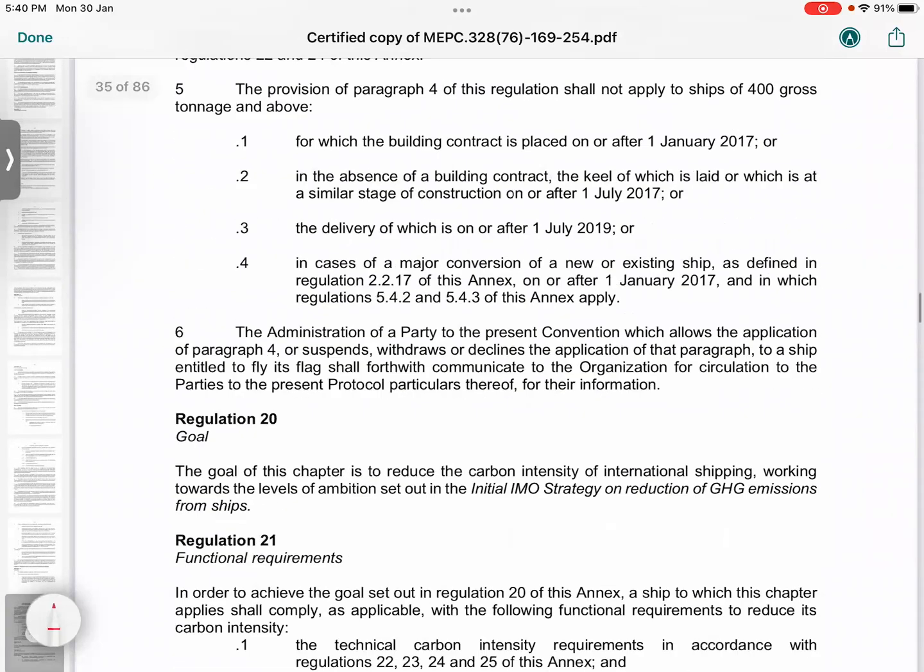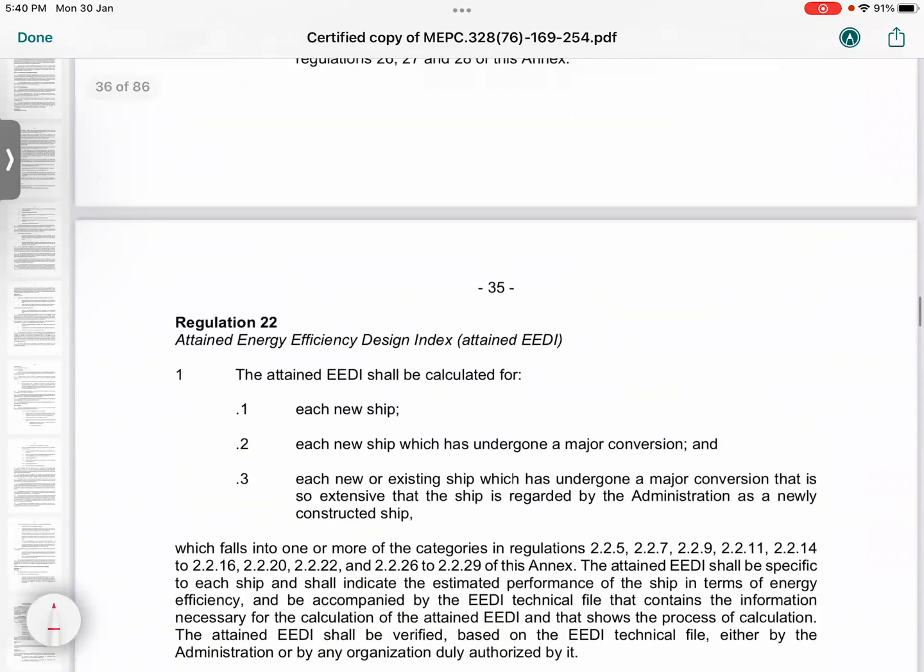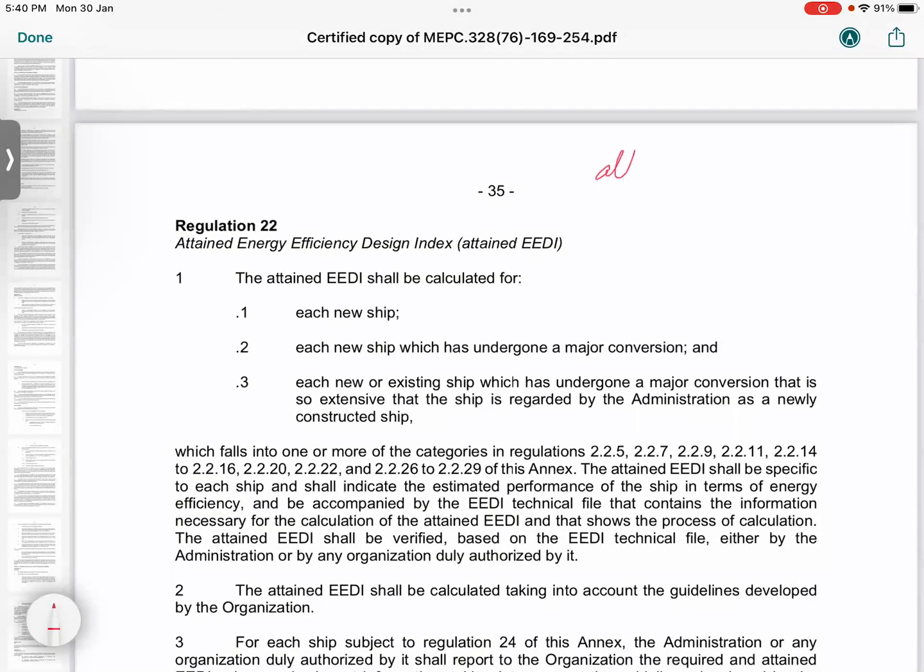First of all, regulation number 22, that is your, इसमें आपने terms सुने होंगे, you might have heard, right? Terms: attained EEDI, attained EEXI, and required EEXI and required EEDI. ये आपने सुना होगा, right? First of all, you have to remember the definition, especially for ETO. What is EEDI? EEDI stands for Energy Efficiency Design Index. Guys, please focus on the last word.